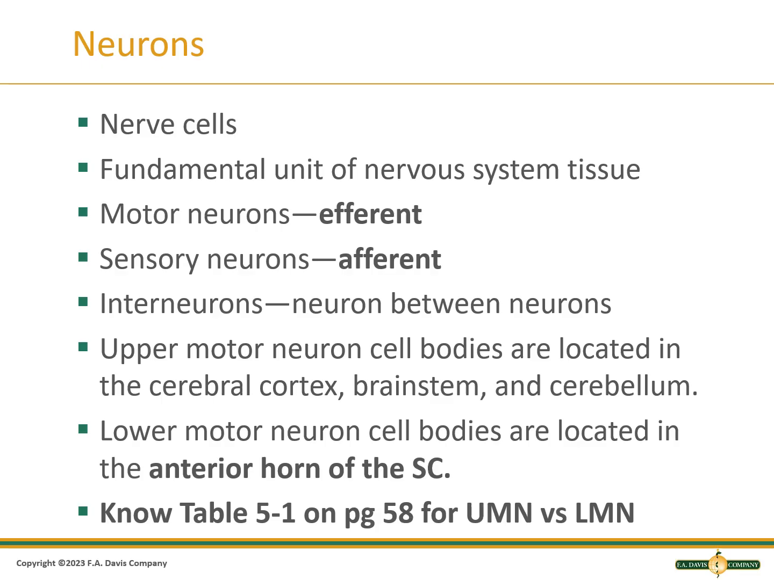Lower motor neurons have their cell bodies in the anterior horn of the spinal cord, and damage to these neurons results in a decrease in motor presentation. So we see hypotonia in the form of flaccidity and hyporeflexia. I would familiarize yourself with these symptom presentations the way that they're outlined on page 58 in table 5.1.